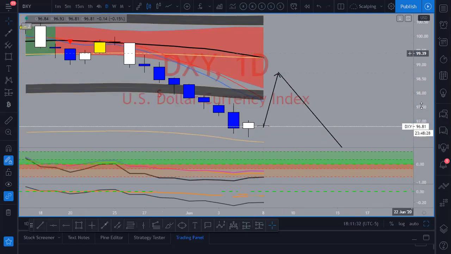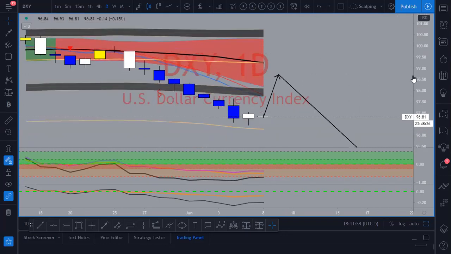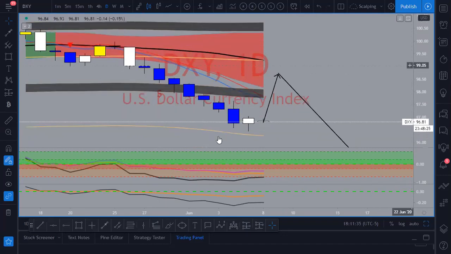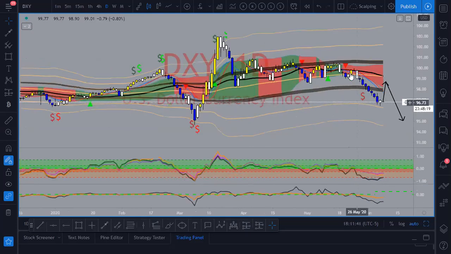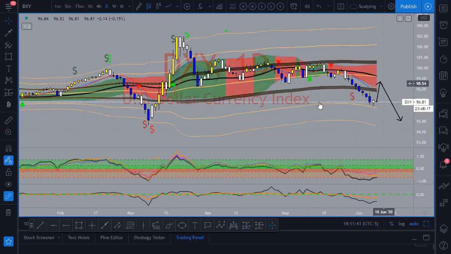So this is really what I would want to see on the DXY for me to be like, okay, yeah, this looks like a really good sell to get back into, because from this sell that we had right here, it's just been dropping for 1, 2, 3, 4, 5, 6, 7, 8, basically 2 weeks.